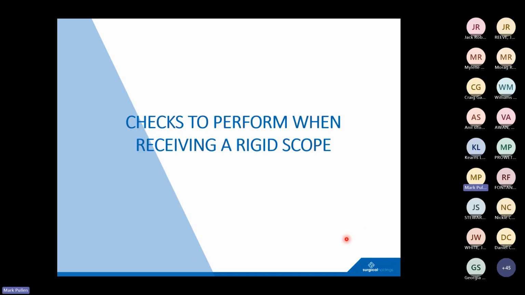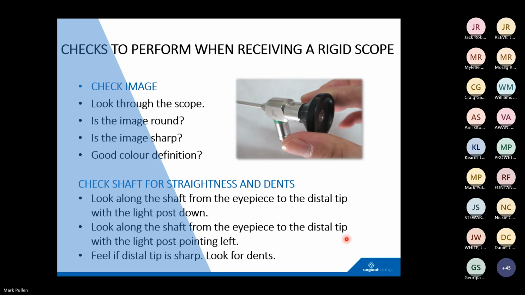So a few checks that you can perform when receiving a rigid scope back. So check the image. Obviously, the most obvious one, look through the scope. Is the image round? Is the image sharp? Does it have good color definition? Check the shaft for straightness and dents.